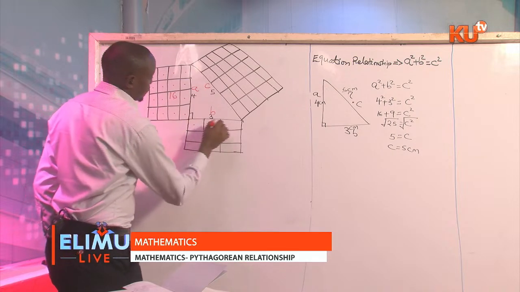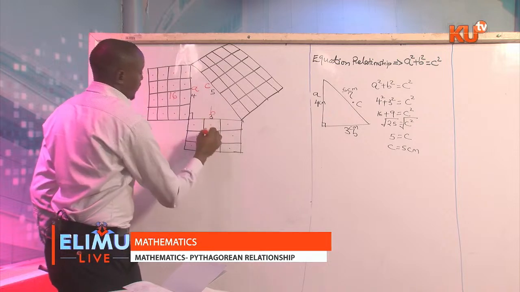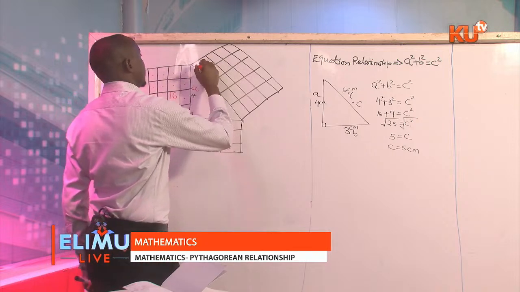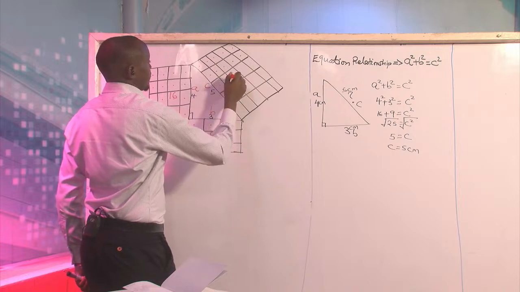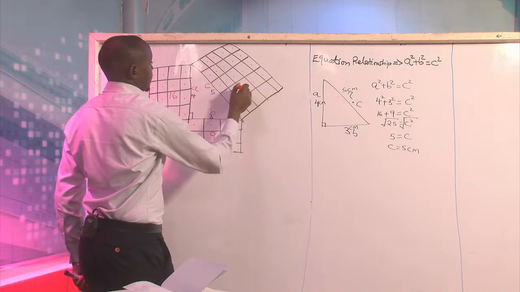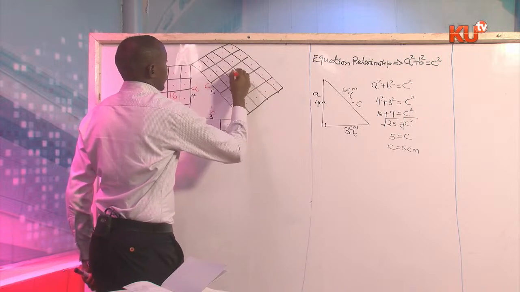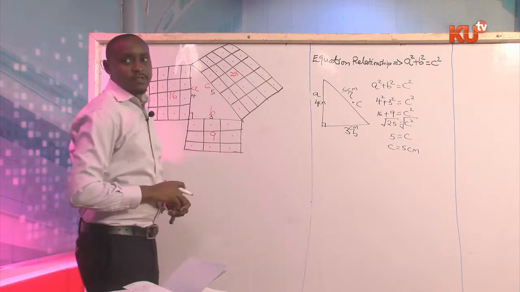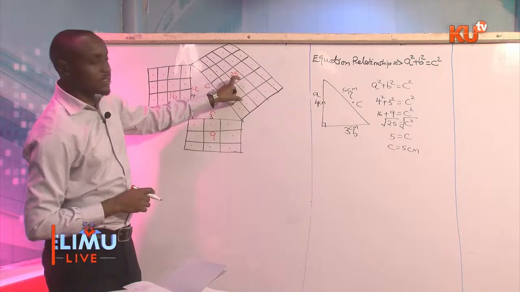Here we have 1, 2, 3, 4, 5, 6, 7, 8, 9. So the square of 3 is 9. And then here we have 1, 2, 3, up to 25. And the square of 5 is 25. Now, we have said that A squared plus B squared should be equal to C squared.